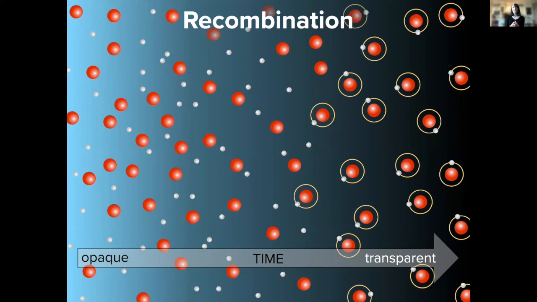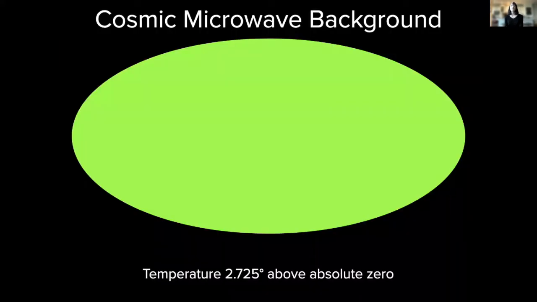However, at an age of about 370,000 years, the temperature became cool enough for neutral hydrogen atoms to form, and then the universe became transparent. The light no longer had free electrons to scatter off of, and so it was able to stream freely through the universe. This is the light that we see today as the cosmic microwave background radiation.